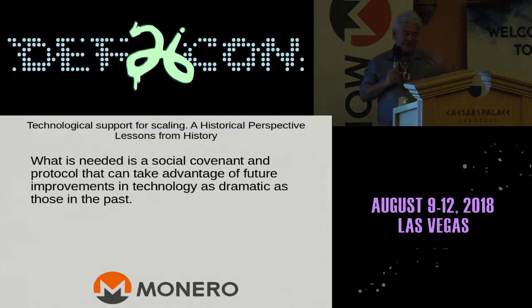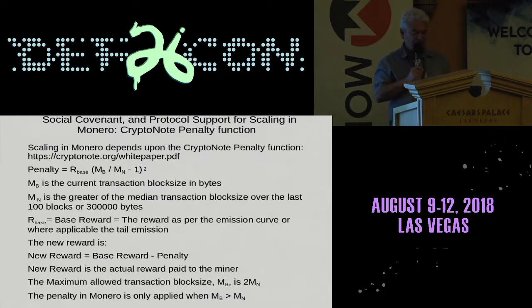We need to have a social covenant that can actually take advantage of future improvements in technology, even if those future improvements are as dramatic as the ones in the past. And at this point in time is when we take a look at Monero. So what makes Monero support the scaling?